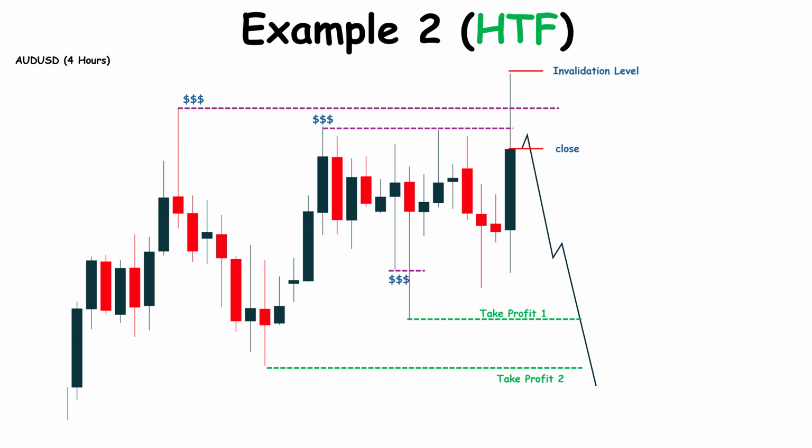Here we can see in this next example on the Australian dollar versus USD that price traded above the equal highs and even manipulated above the main swing high. Notice how the bullish candle closes back inside the range. So when we move down to the lower time frame, we'll be looking to go short just above the close of that bullish candle. Our take profits will be set at the previous swing lows.